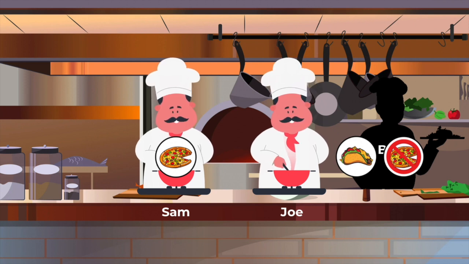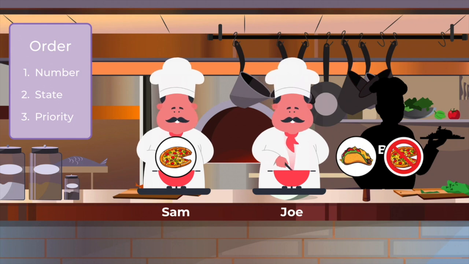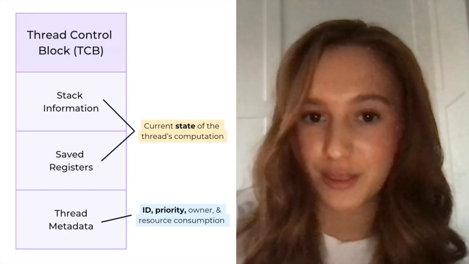Since Joe is switching orders, the info of the pizza order, like the number, state, and priority, must be saved. Similarly, the OS performs context switches to multitask, and when this happens, the thread's ID, state, priority, and other info are stored in a data structure called a thread control block. This ensures that the CPU can resume running the thread where it left off.